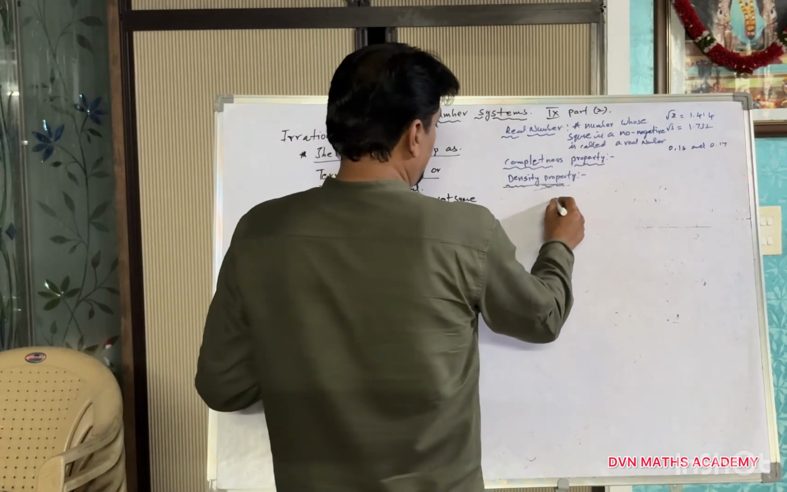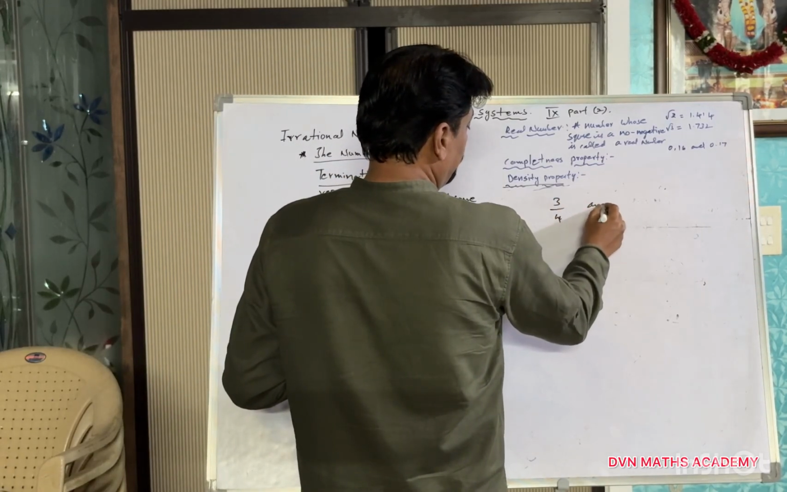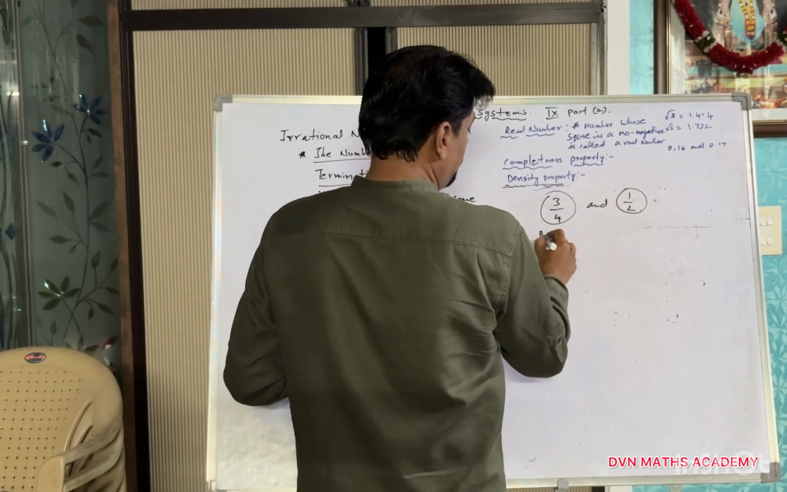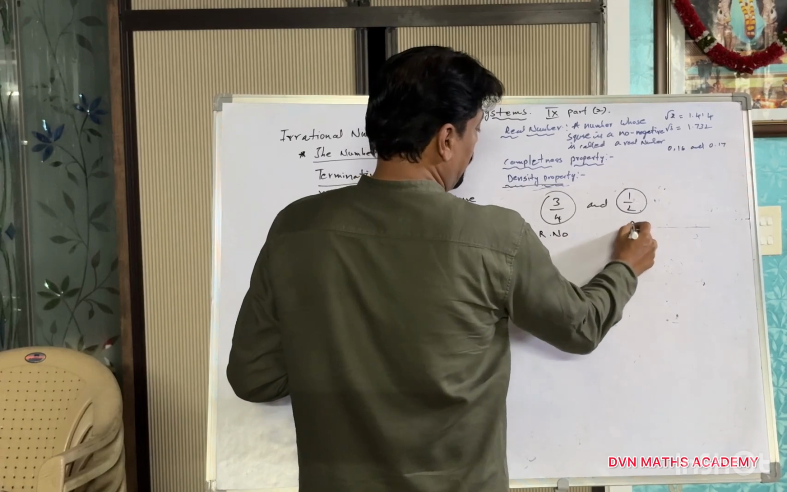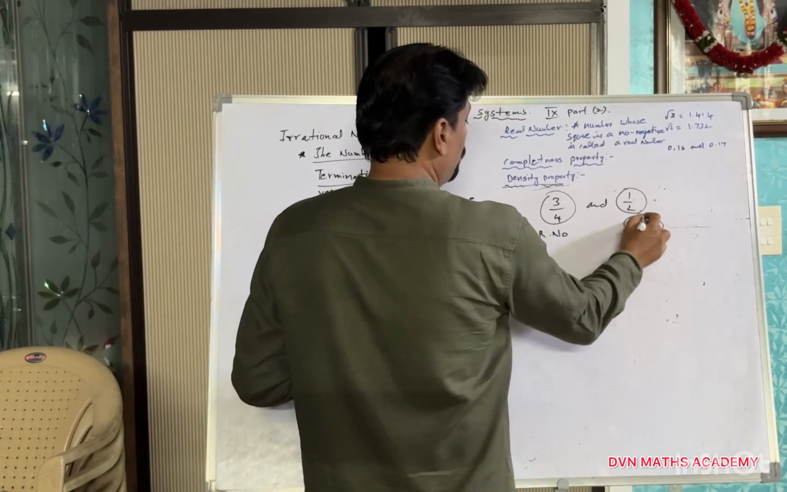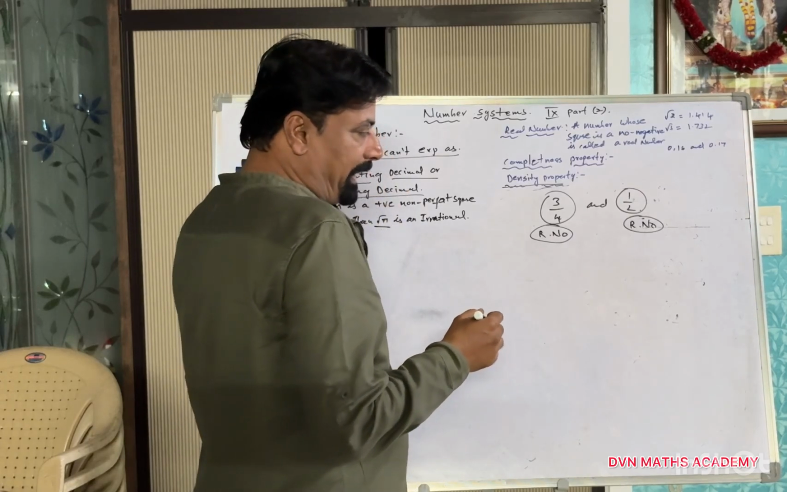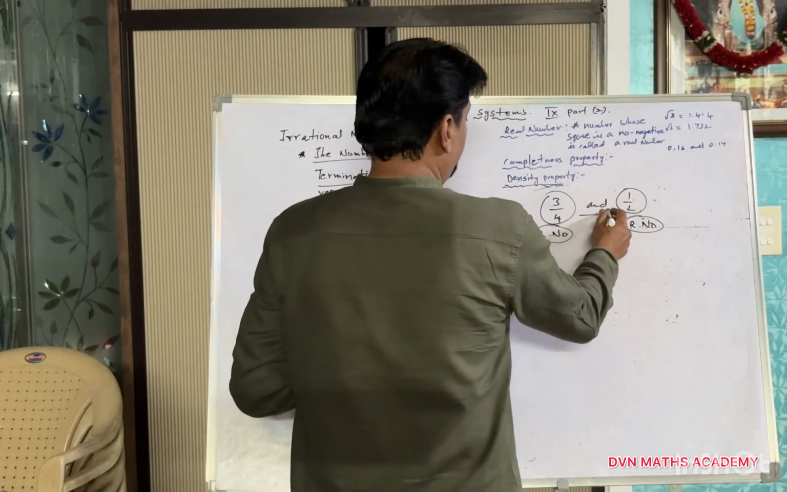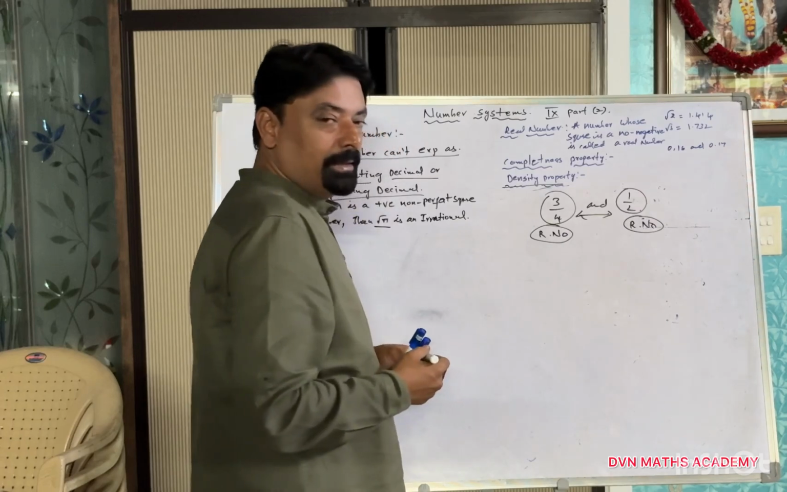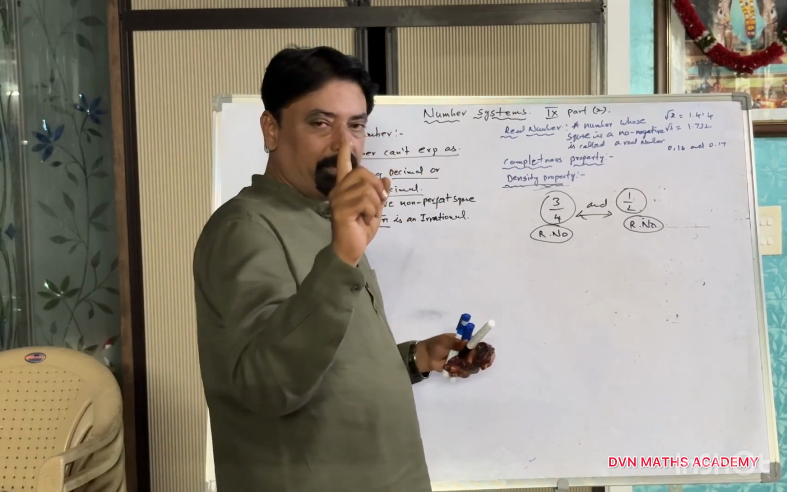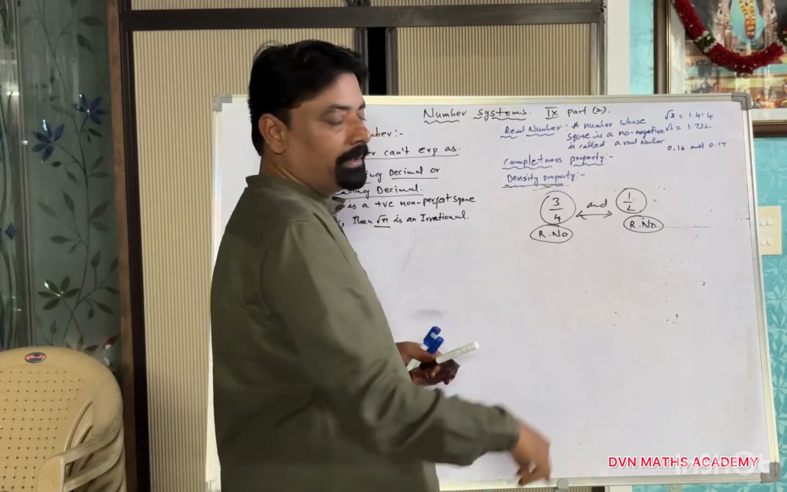So here 3 by 4 and 1 by 2. These two are rational numbers. This is my first rational number and this is another rational number. We learned in the first class how to write some rational numbers between two given rational numbers. I already explained the main method, which is used to write one rational number between two given rational numbers.